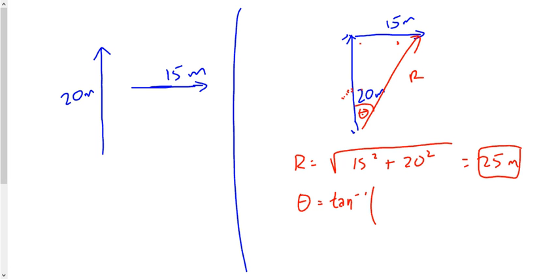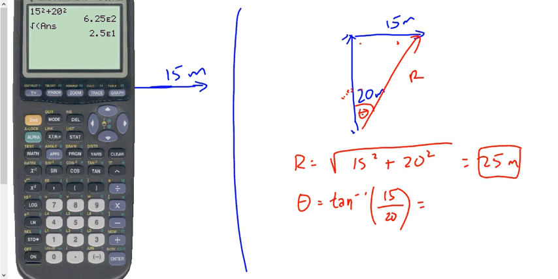Now what's the opposite side? Christian, what's the opposite side here of this triangle? 15. And the adjacent side would be, Christine? 20. So we'd say it's the inverse tan of 15 over 20. On our calculators, make sure you're in degree mode. What's the quick little check to make sure you're in degree mode? Sine 90. What should it equal? 1. If sine 90 equals 1, you're good to go.